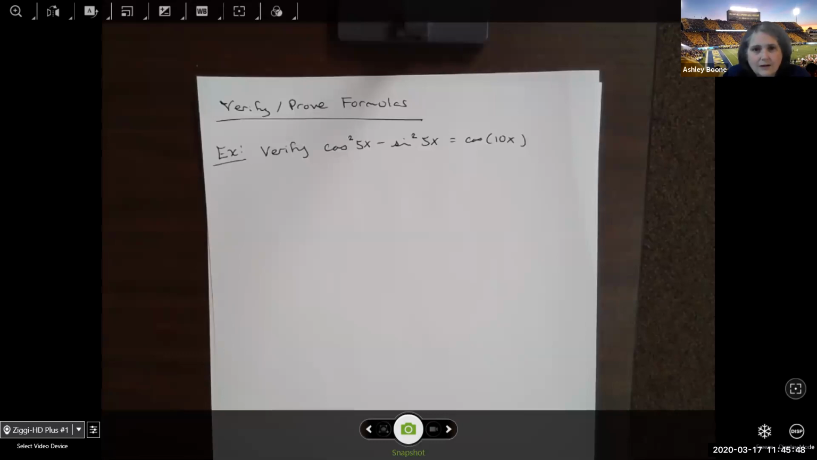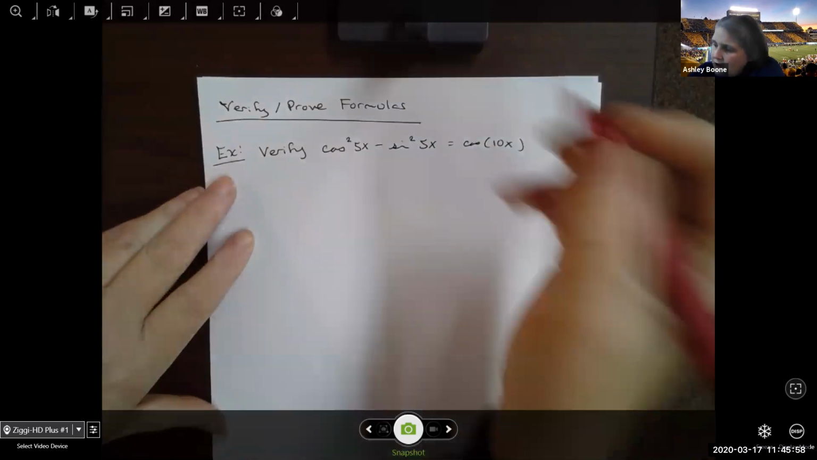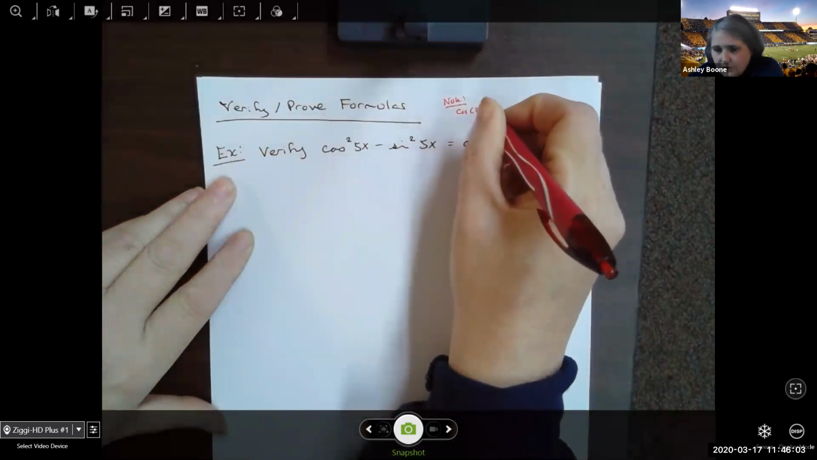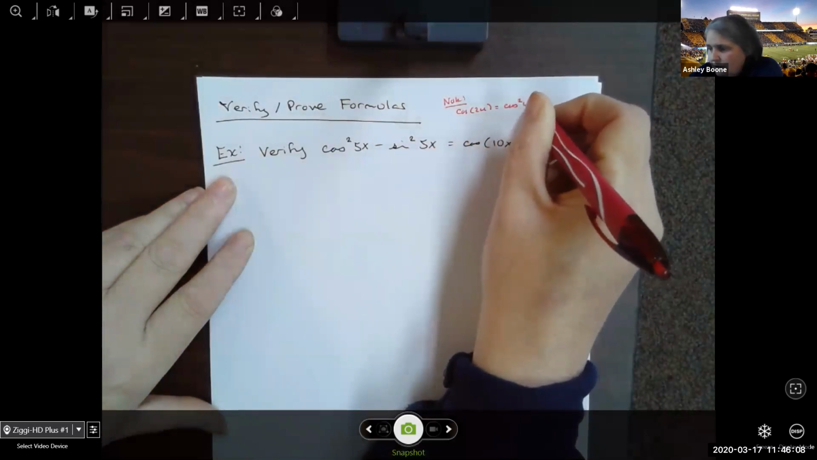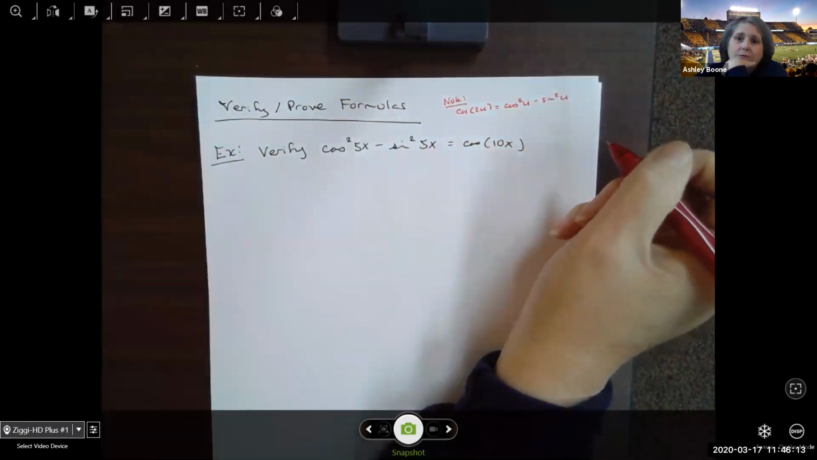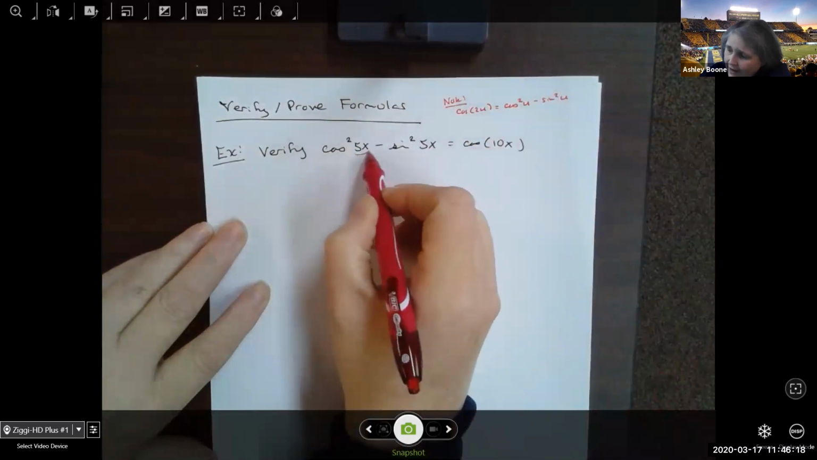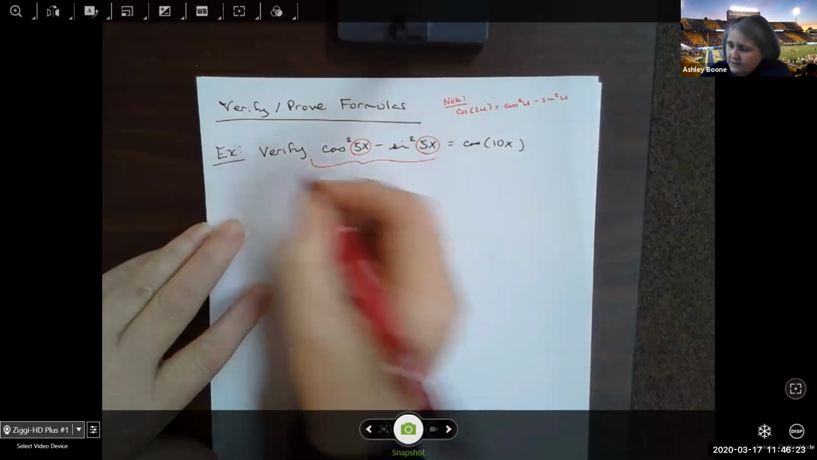Verify that the cosine squared of 5x minus sine squared of 5x equals cosine of 10x. Now, if you look at your double angle formulas, notice that the cosine of 2u, 2 times an angle, one of the forms of it is cosine squared of the angle minus sine squared of the angle. I could actually use this a couple of directions here. Notice right here, I have cosine squared of an angle minus sine squared of an angle. So I'm going to start here.